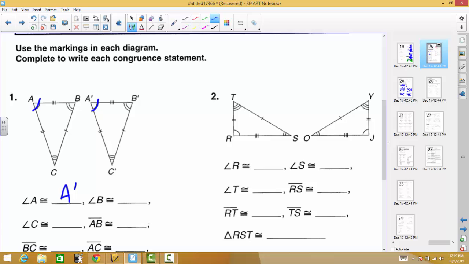Angle B is congruent to angle B prime. Angle C is congruent to angle C prime. I'm just going to put an angle sign there. And then A to B, that's blue to green, is congruent to A prime to B prime. And this line just means a segment.